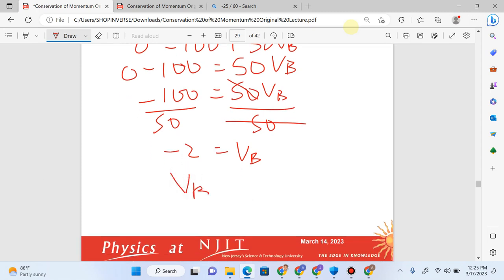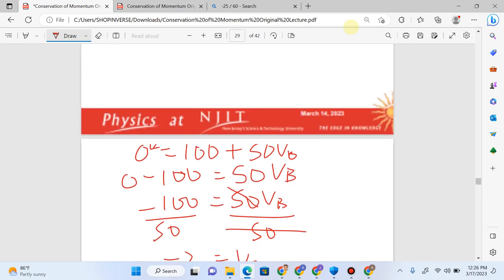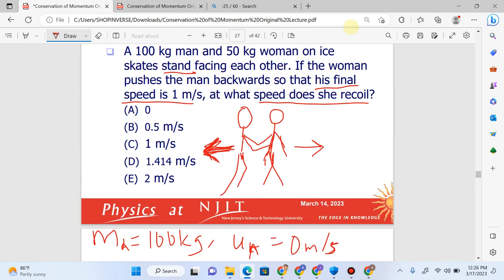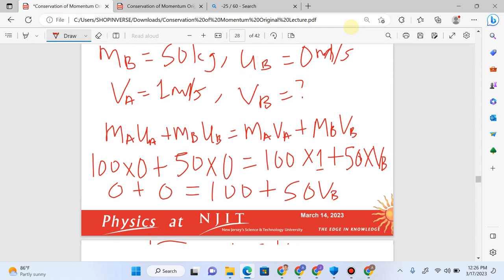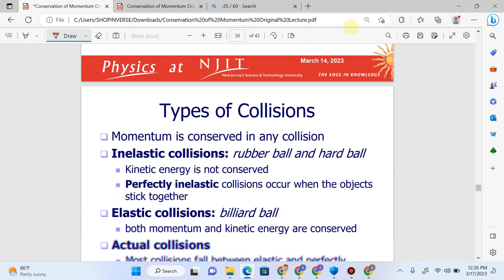That means the final speed of the woman is minus 2 meters per second. What is the minus doing there? The minus just shows that the direction of that speed is opposite to the final speed of the man, which is 1 meter per second. Ideally, the speed is 2 meters per second. The negative sign only shows direction. So if you have options like this, you pick 2 meters per second because that is the magnitude of her speed.